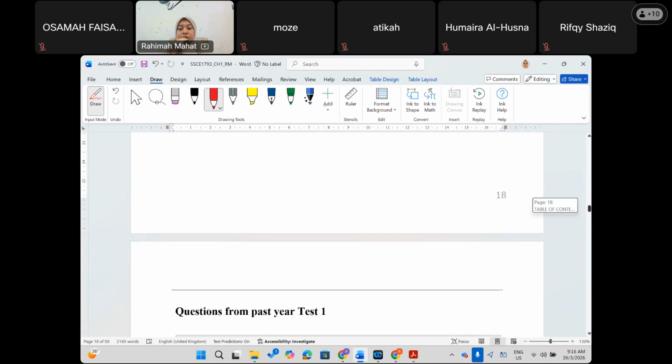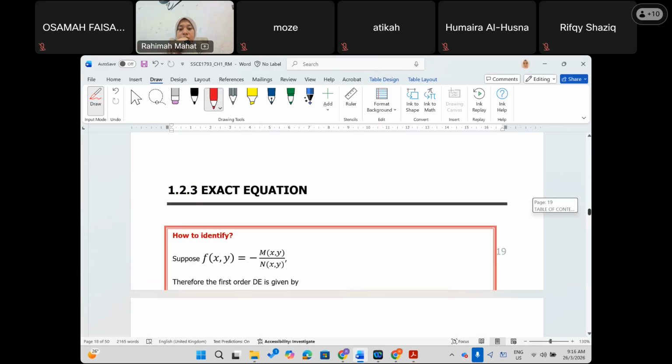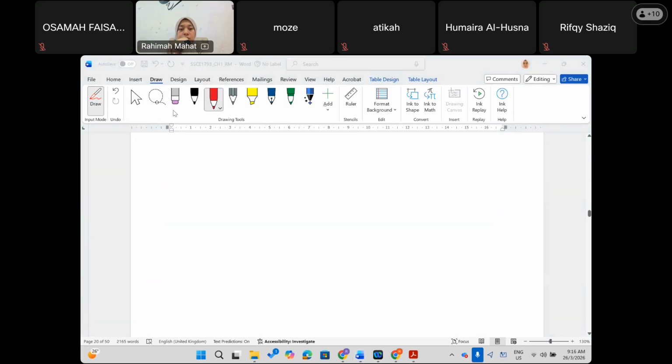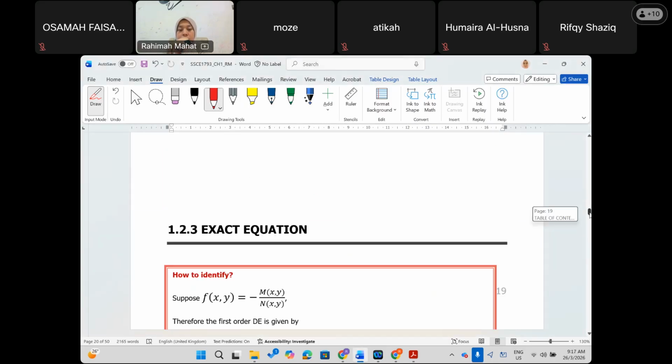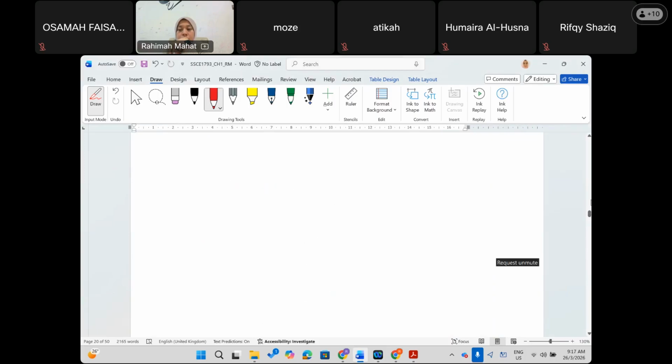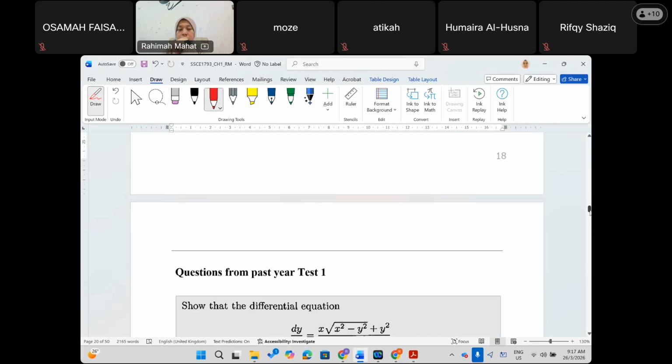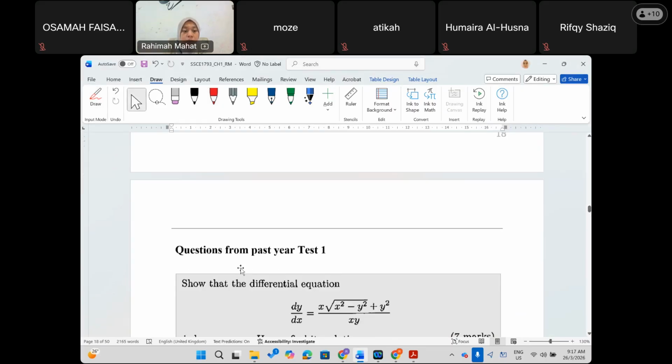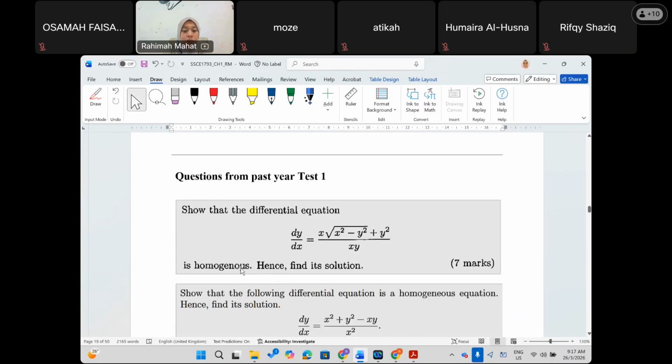Okay, so you can try the past year question here as well. We already learned about the homogeneous, and how to solve it by using the separable form. This one you can try, okay? The past year question from test 1.